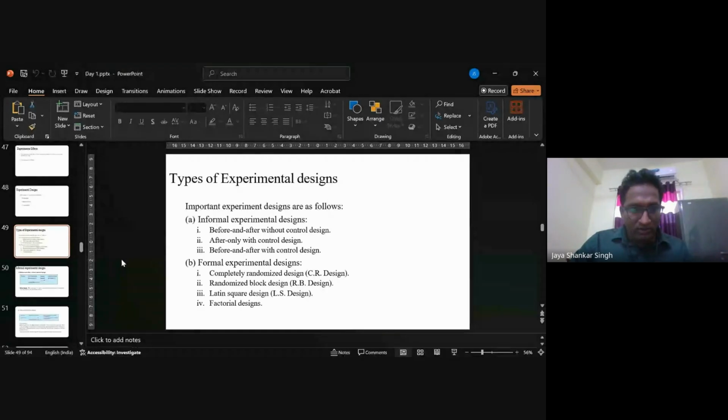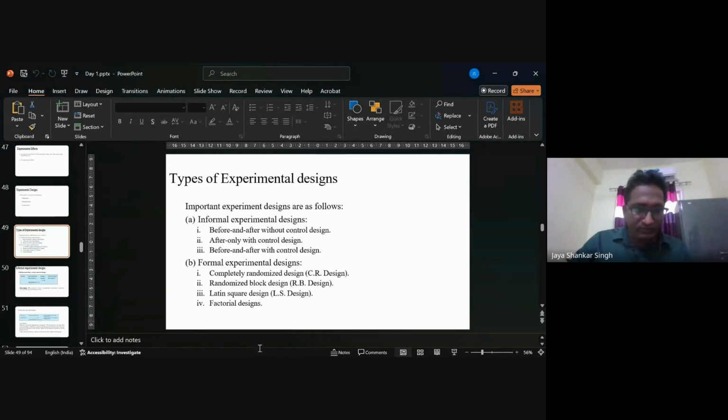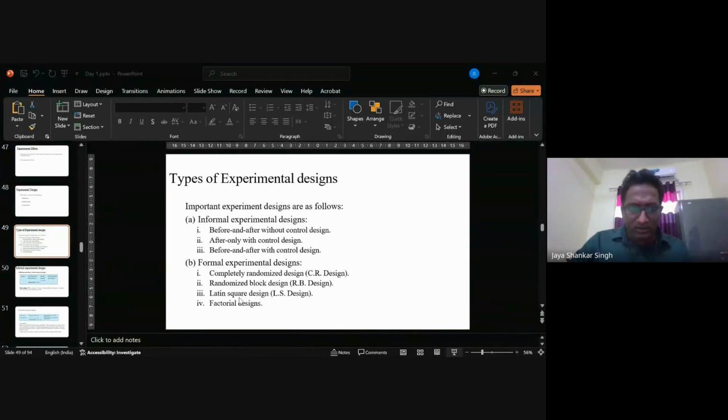Okay, I will quickly go through a few of the things of the experimental design which we were not able to discuss. Generally in informal experimental design, these are the top three: before and after without control design, after only with control design, before and after with control design. We'll go through what those three are. The rest of the formal experimental designs, because of the shortage of time, we won't discuss.